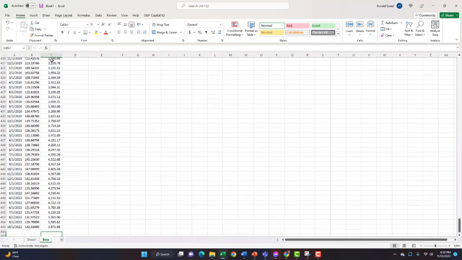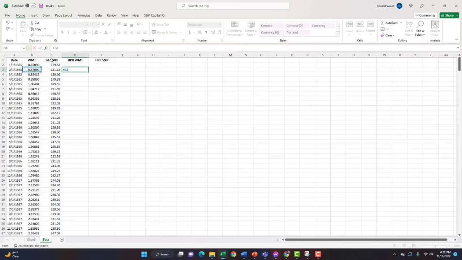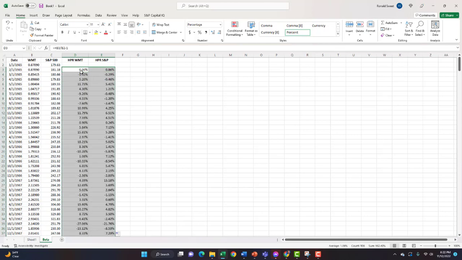So I've got Walmart, I have the S&P 500. If I control down, I can see the dates are all lined up. So what I need now is a holding period return for Walmart and a holding period return for the S&P. Holding period return, you just take the current month's index or price divided by the prior month minus 1, and that gives you the return. So I can copy that down. So I have Walmart's holding period return, S&P's, and so I've got all the data that I need.